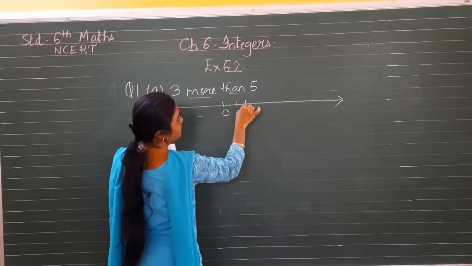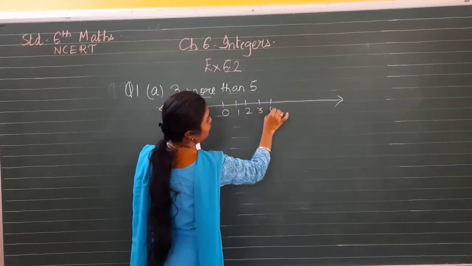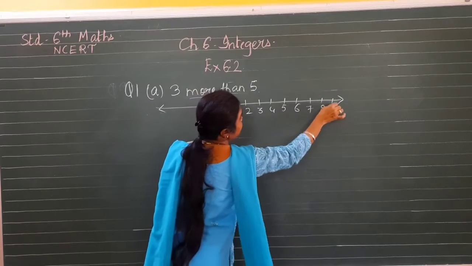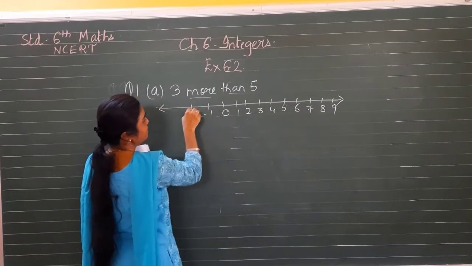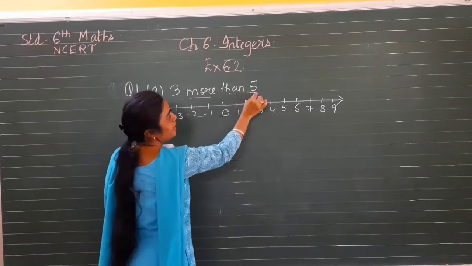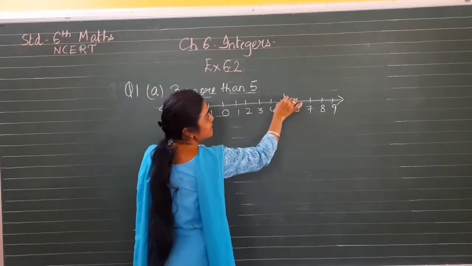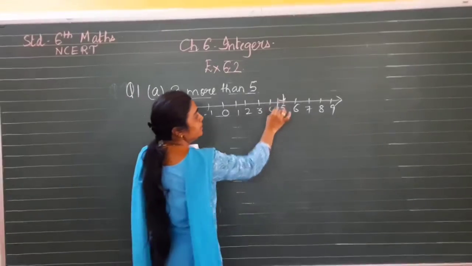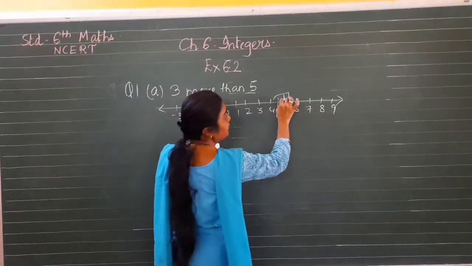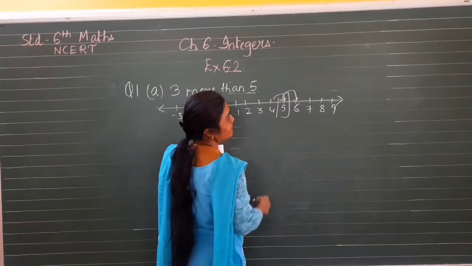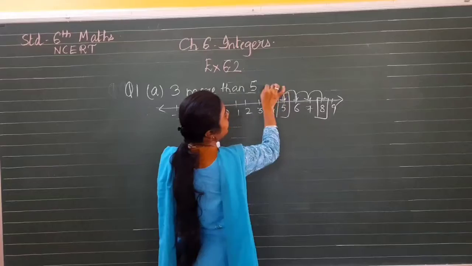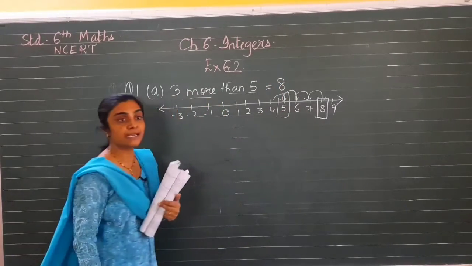0, 1, 2, 3, 4, 5, 6, 7, 8, 9. Minus 1, minus 2, minus 3. 3 more than 5. So where is 5? We will start with the 5 over here and we have to go 3 more steps. So on the right side. So we will jump 3 steps. 1, 2, 3. We will reach at 8. So the answer is 8.